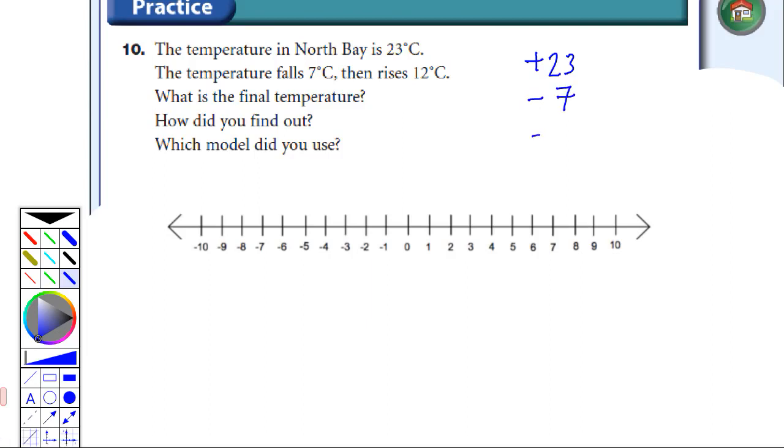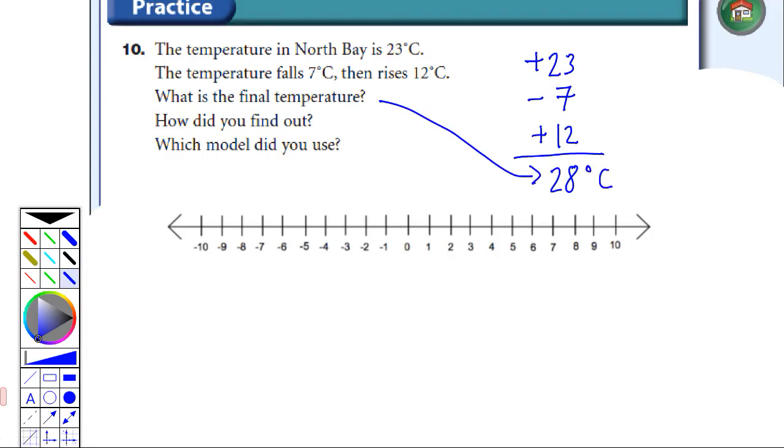Then we're going to go down 7, so you're subtracting 7. But then we're going to add 12. You can literally write it like that. So 23 minus 7 is going to be 16. 16 plus 12 is going to be 28. So we're going to end up, in the end, as the final temperature being 28 degrees Celsius.